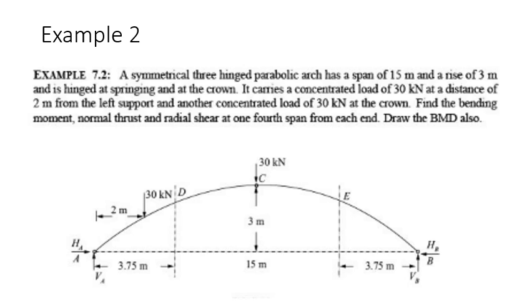Span is 15 meters, so 1/4 of the span is 15 by 4, that is 3.75 meter. From each end, you have to find the bending moment, radial shear, and the normal thrust. Okay, so draw the diagram. Remember, the diagram is not given. We have to draw the diagram.